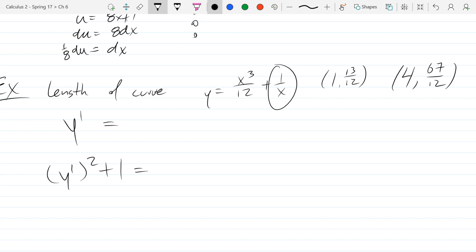How do you differentiate 1 over x? It's not natural log. Could go quotient rule, but that's the scenic route. Rewrite it as x to the negative first power, and just do the standard power rule. The antiderivative of 1 over x is natural log, but not the derivative.